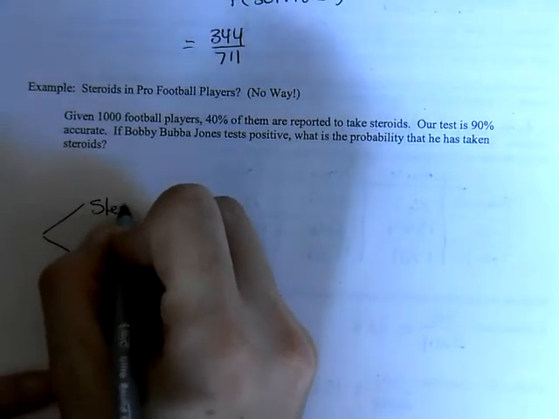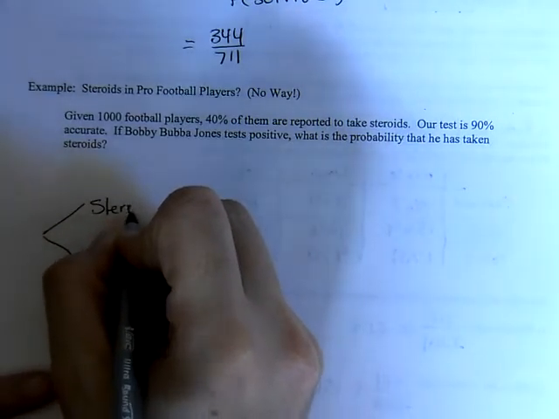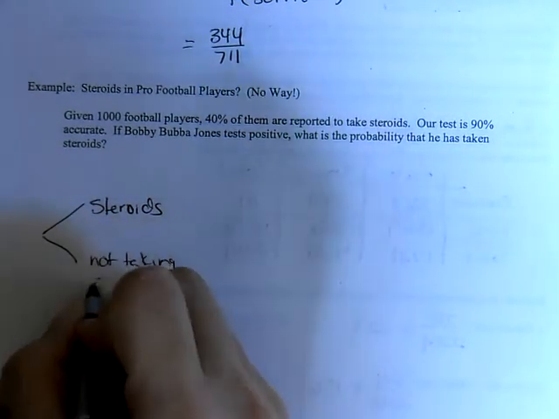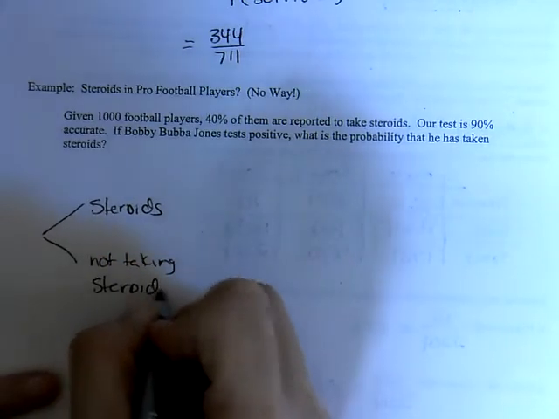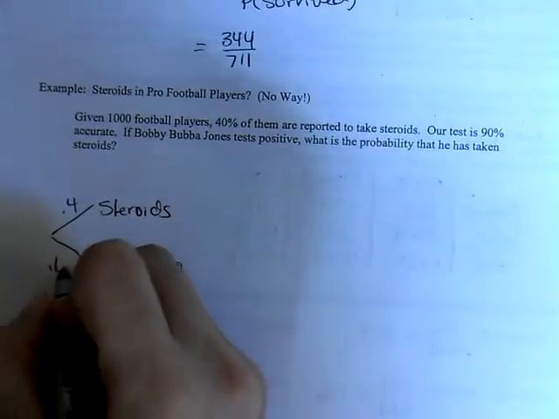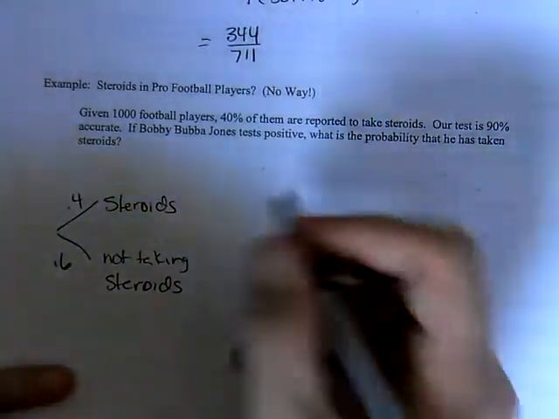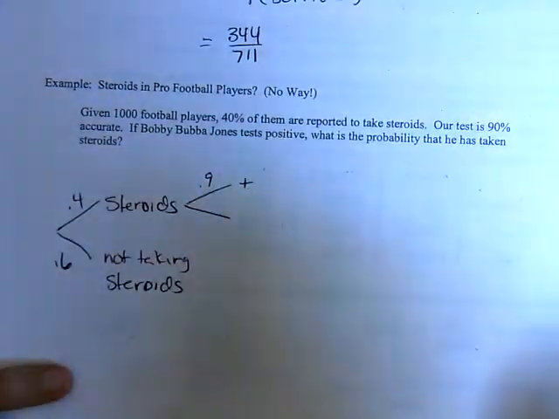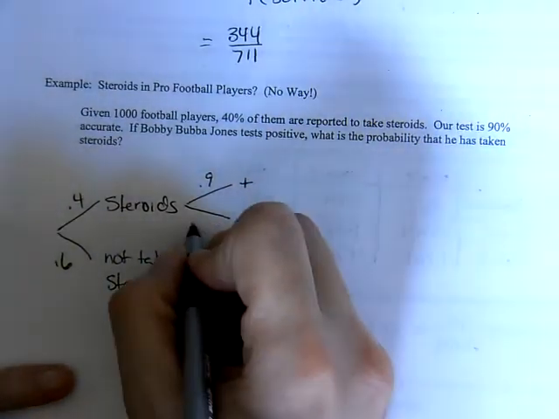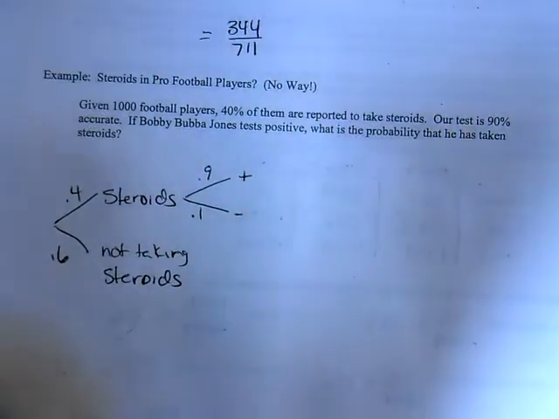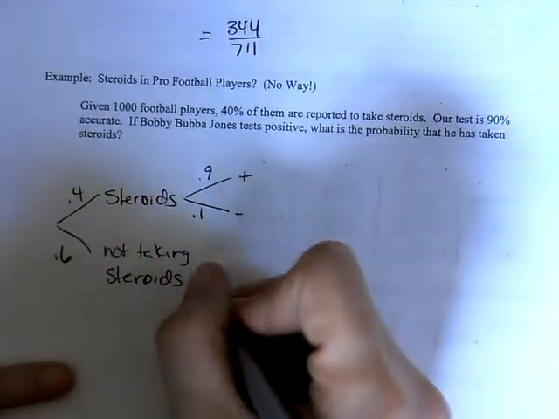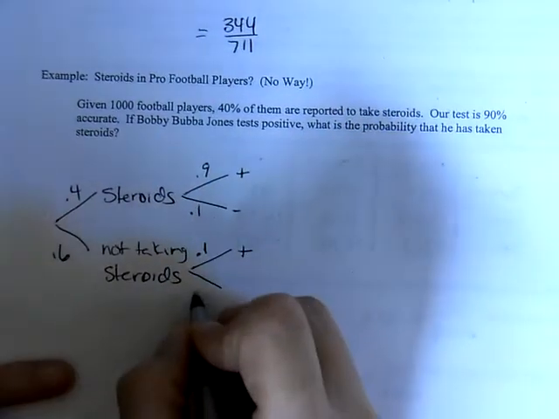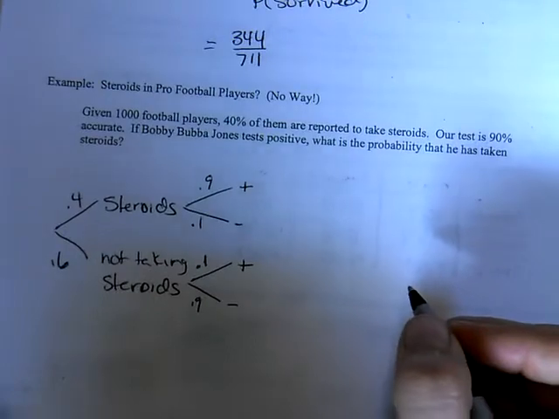So the football players are either taking steroids or they're not taking steroids. So we have 40, 60. Now your test is 90% accurate. So if I'm testing for steroids, I should test positive 90% of the time. I still am going to have that 10% false negative. If I'm not taking steroids, I should test positive 10% of the time and negative 90% of the time.